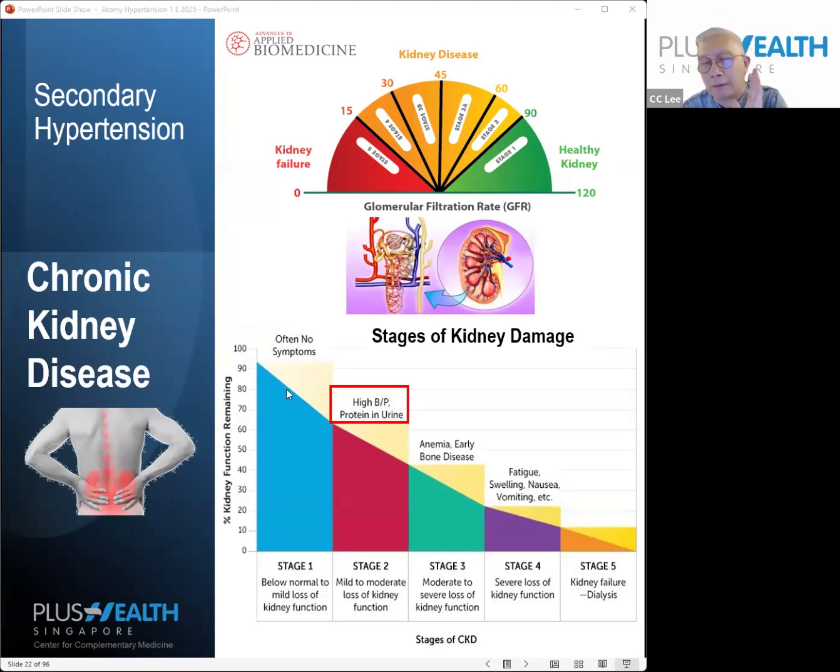But the immediate symptom after that, where your kidney begins to fail further, will be hypertension. Then you also find protein in your urine. These are the most common clinical manifestations of chronic kidney disease as it progresses. As it progresses further, you will suffer from anemia and bone diseases and so on. But the early symptom of kidney disease very often is hypertension. So hypertension and chronic kidney disease are very much interrelated.